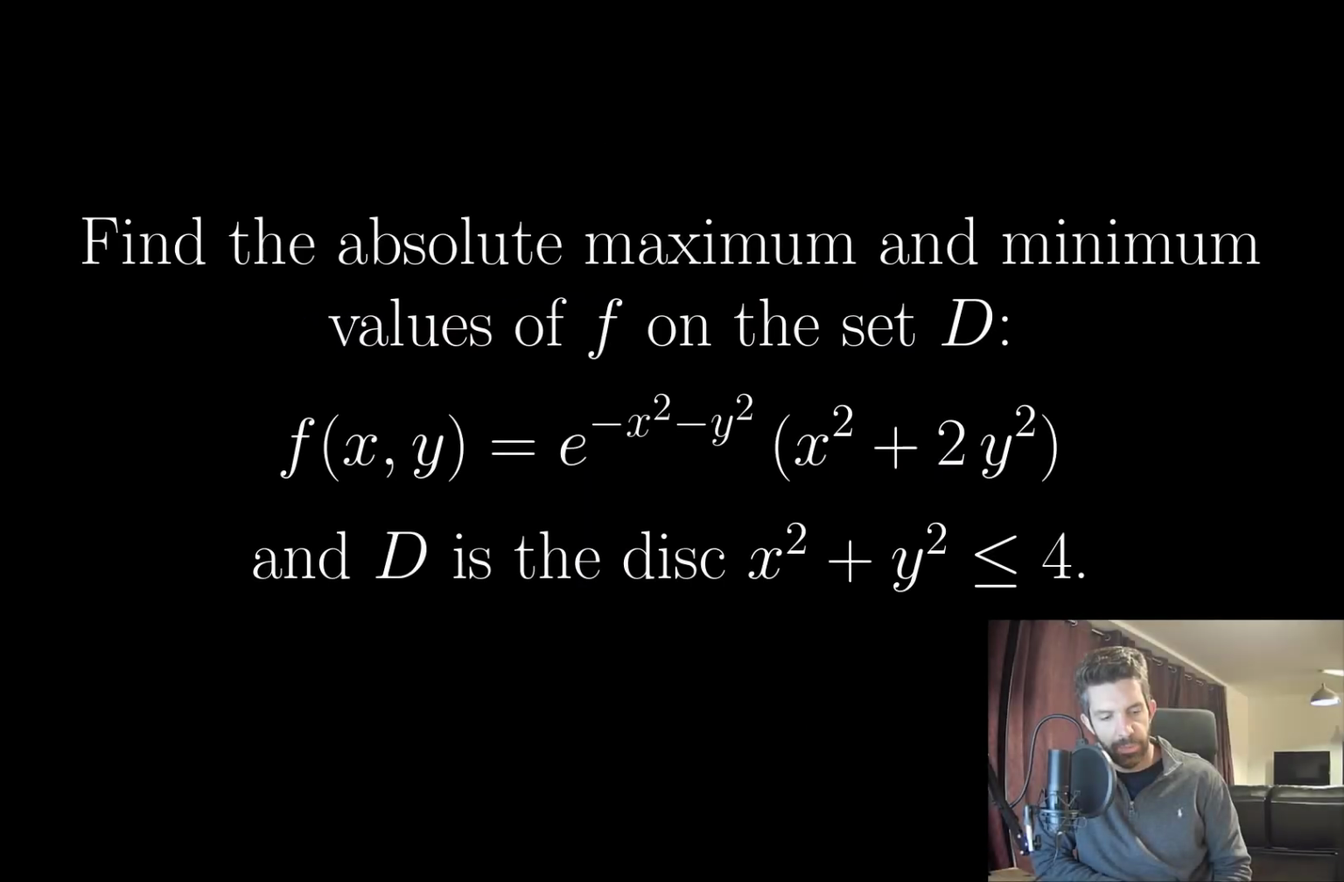Find the absolute maximum and minimum values of f on the set D. So f of x, y is equal to e to the negative x squared minus y squared times x squared plus 2y squared, and D is the disk, x squared plus y squared is less than or equal to 4.